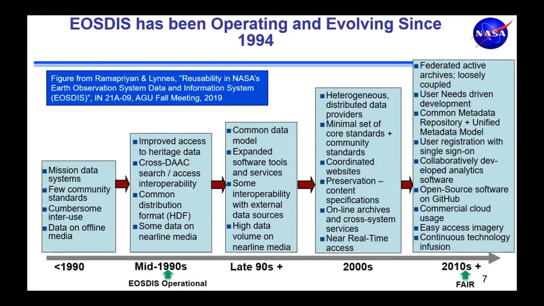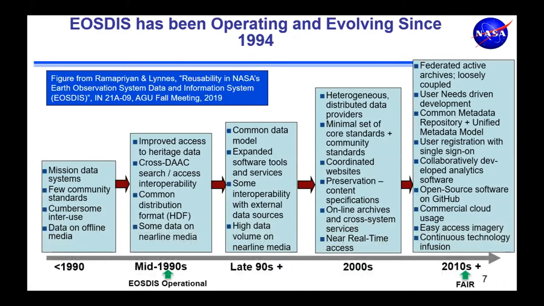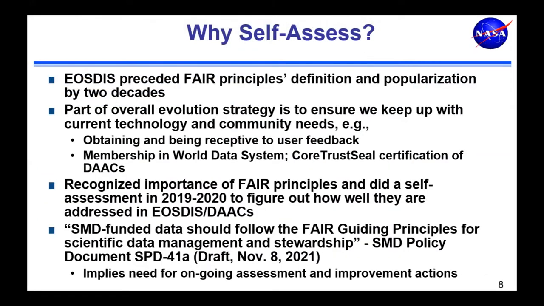So the evolution is based not just on the change in technology available in the world, but also on a change in expectations by the user community because of those technologies. So we have a lot of constant user feedback that is incorporated into the improvements made to the system. EOS-DIS became operational in 1994, and FAIR came into being in 2012-ish. So we had been around for two decades before FAIR became a popular term. It preceded the FAIR principles, definition, and popularization by two decades.